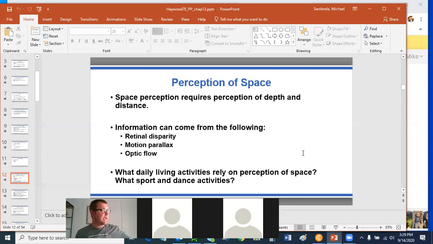You see that ball coming in and you have a perception of how fast it is. If the ball is not going at that speed that you are perceiving, what do you do when you swing?